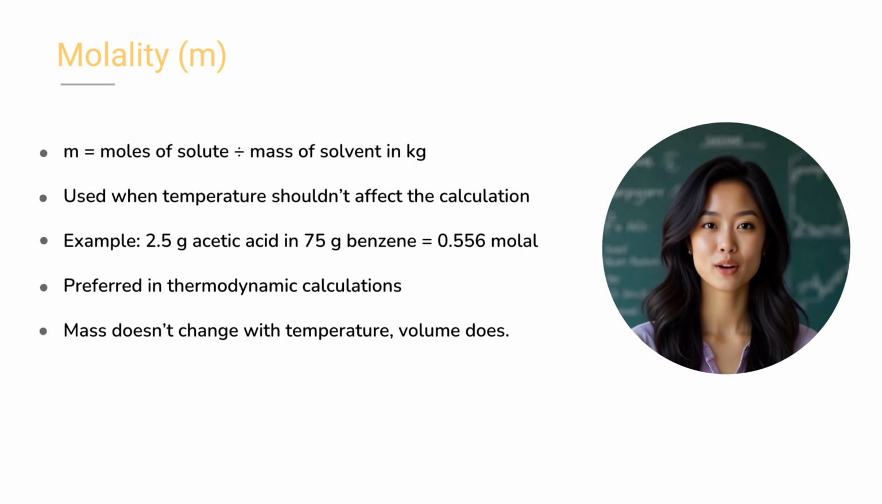Suppose you dissolve 2.5 grams of acetic acid in 75 grams of benzene. First, calculate the moles of acetic acid. Its molar mass is 60 grams per mole. So moles of solute is 2.5 divided by 60, which gives us 0.0417 moles. Now convert the solvent mass: 75 grams is 0.075 kilograms. Finally, apply the formula. Molality is 0.0417 divided by 0.075, equals 0.556 molal. This is how we calculate molality. Simple, consistent, and independent of temperature.